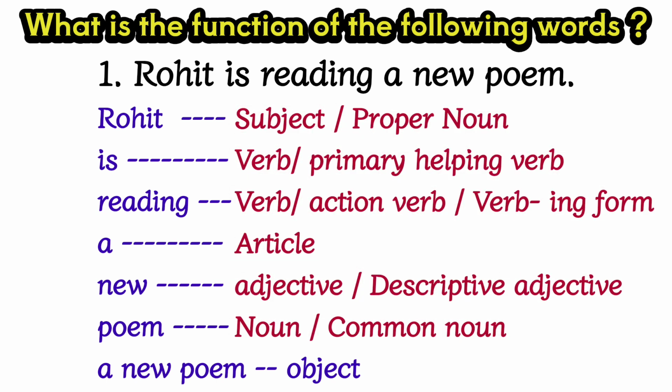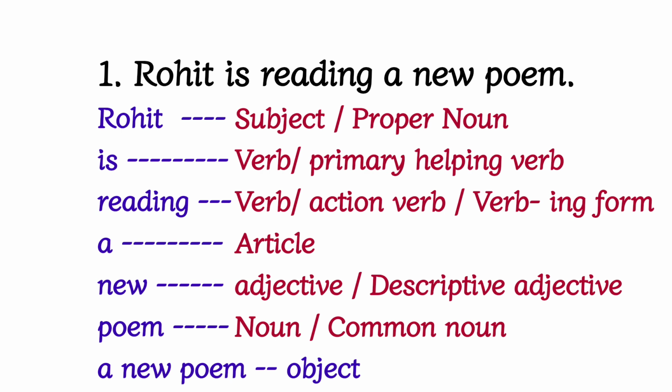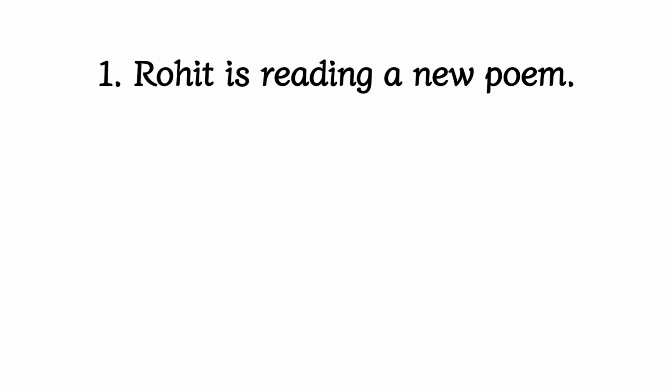Rohit is a subject and also a proper noun. Is, verb, primary helping verb. Reading is a verb also, but it is an action verb, ing form. A is an article. New, adjective, but it is the descriptive adjective. Poem, noun, it is a common noun. A new poem is an object.